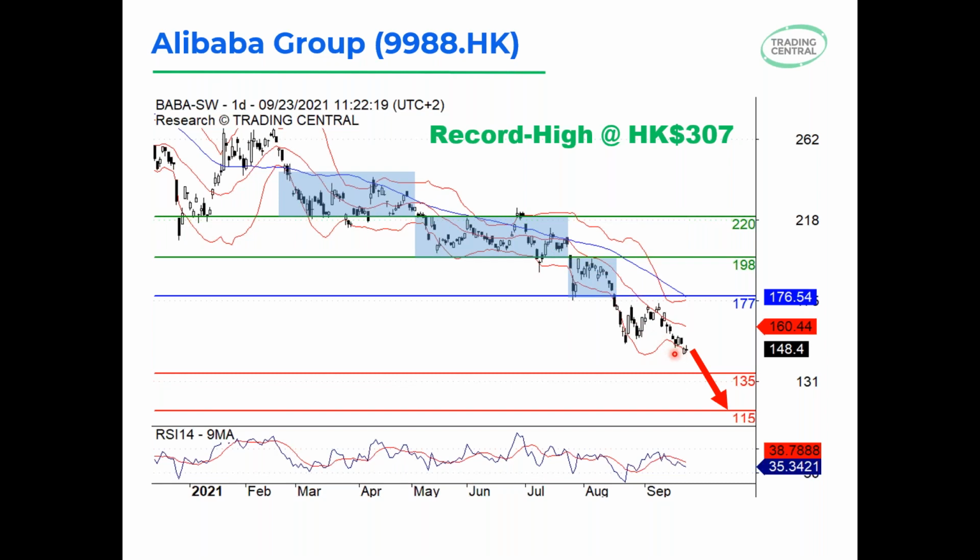Now, this so-called rebound is not sustainable, and the stock price has returned to the lower Bollinger Band, okay? Relative strength in the RSI, 30-something. It means no upward momentum at the moment, or we can say it has downward momentum at the moment. So are you still going to buy on dip on these tech stocks?